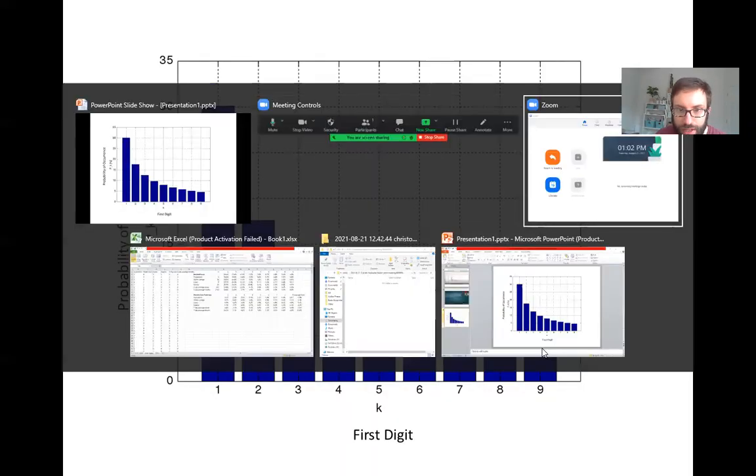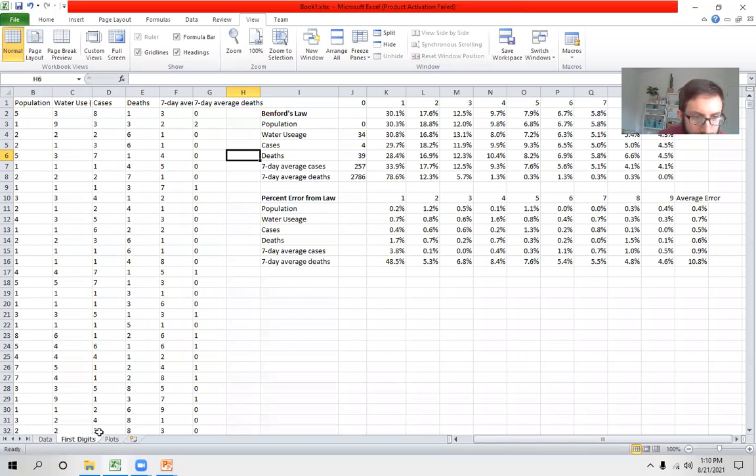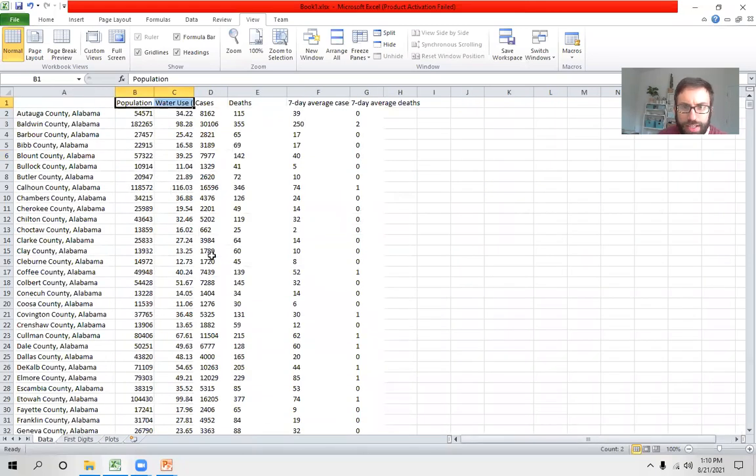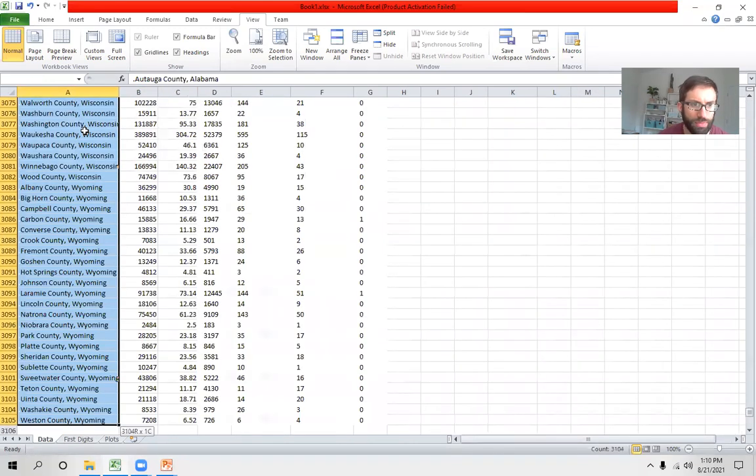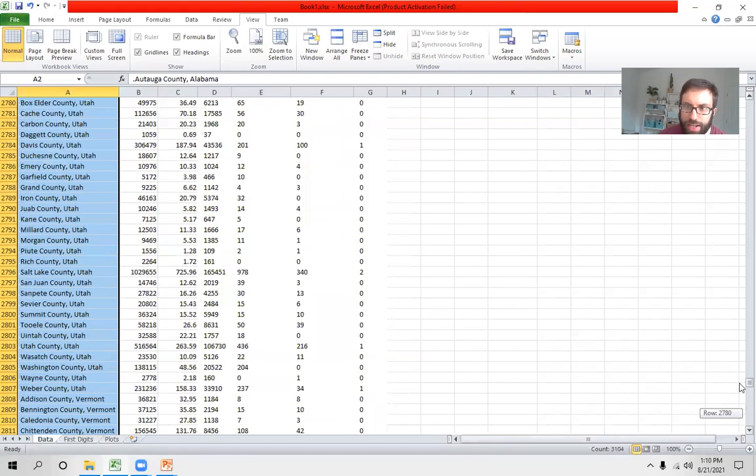So if I go to pull up my Excel document, what I did for the COVID-19 cases is I looked at the county data, because now, this is just pulled from the CDC website, I have over 3,100 data points instead of 50 or 67 data points. And so already I know that's going to be a lot better data.